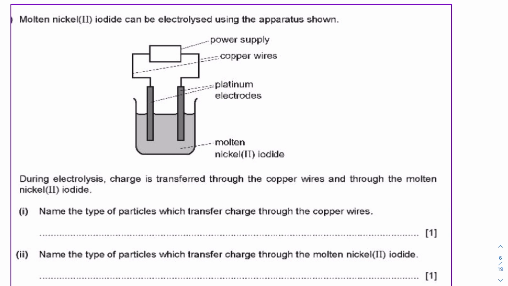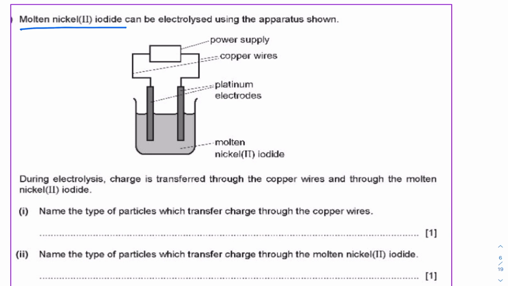This is the paper 4 monster paper and it is question 3. Molten nickel iodide can be electrolyzed using the apparatus shown. So we've got molten nickel iodide. We'll underline that. We know we've got molten, not a solution. During the electrolysis, charge is transferred through the copper wires and through the molten nickel iodide.